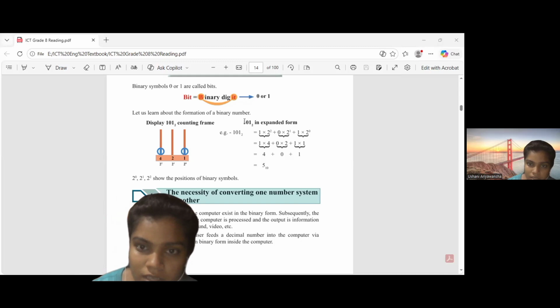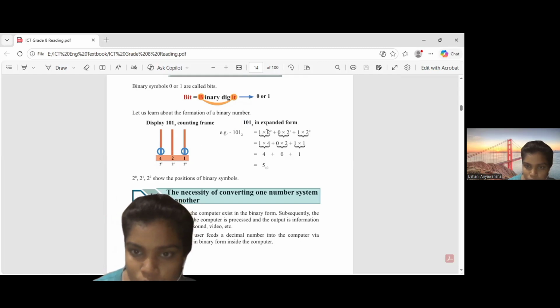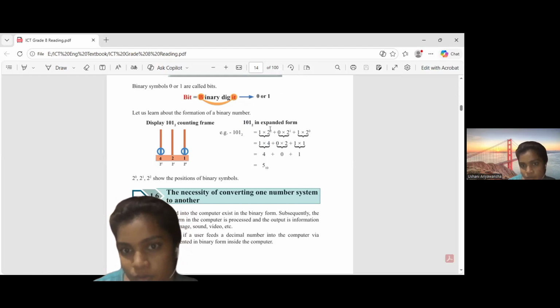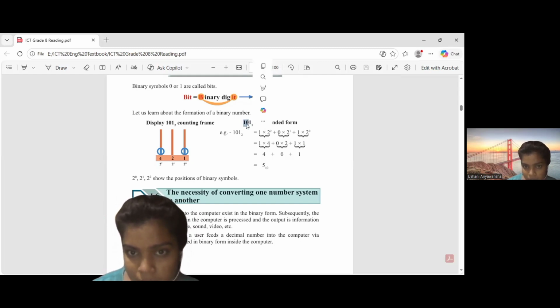Here, leftmost 1 multiplied by 2 to the power 2, right? 2 to the power 2 means 4, right? 2 to the power 2 means 2 multiplied by 2, right? So the answer is 4. 0 multiplied by 2 to the power 1, right? 2 to the power 1 means 2.